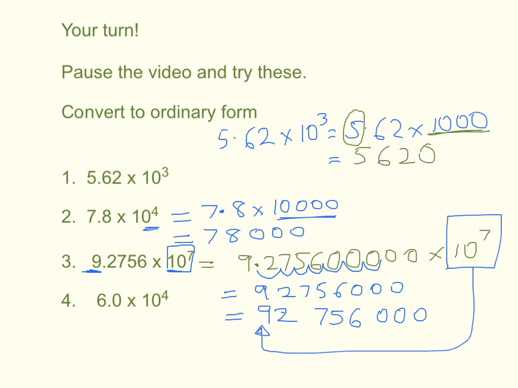Now I've run out of room for that last one, so I'm just going to do it down the bottom here. This is not very nice setting out, but there you go. So this one is just 6 times 10 to the power of 4. 10 to the power of 4 is 10,000, so it's 60,000 for the final one.